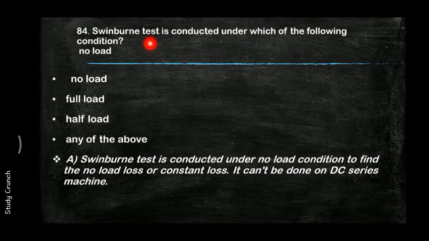Next. Swinburne test is conducted under which of the following condition? So the answer is it is no load condition. We know that it is conducted under the no load condition to find the no load loss or the constant loss. So this can't be done in the DC series machine. Next.